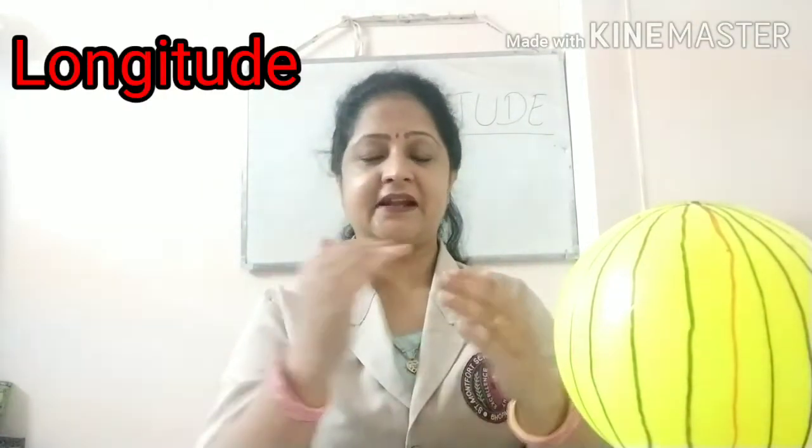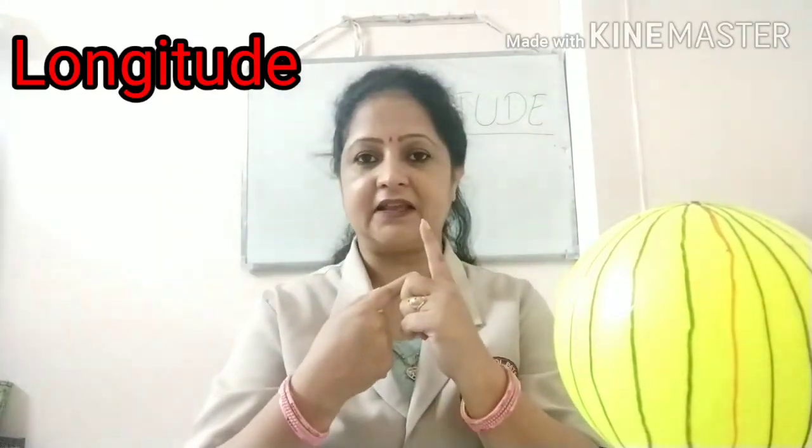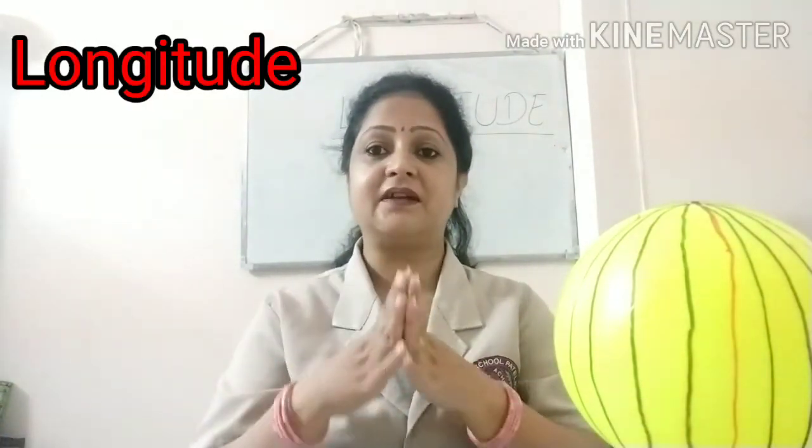About this I will explain in my next video, how to locate places with the help of latitudes and longitudes. In the next video I will explain grid system. Till now I told you about the lines of latitude, and about the lines of longitude. Latitudes are drawn horizontally, and longitudes are drawn vertically. So till now I have given you the features of latitudes and the features of longitudes, and in my next video I will explain the grid system.